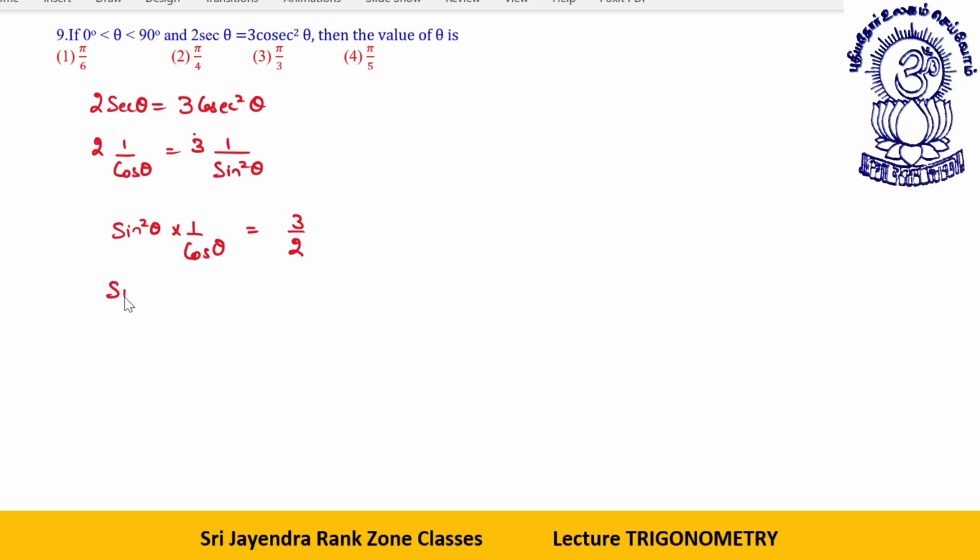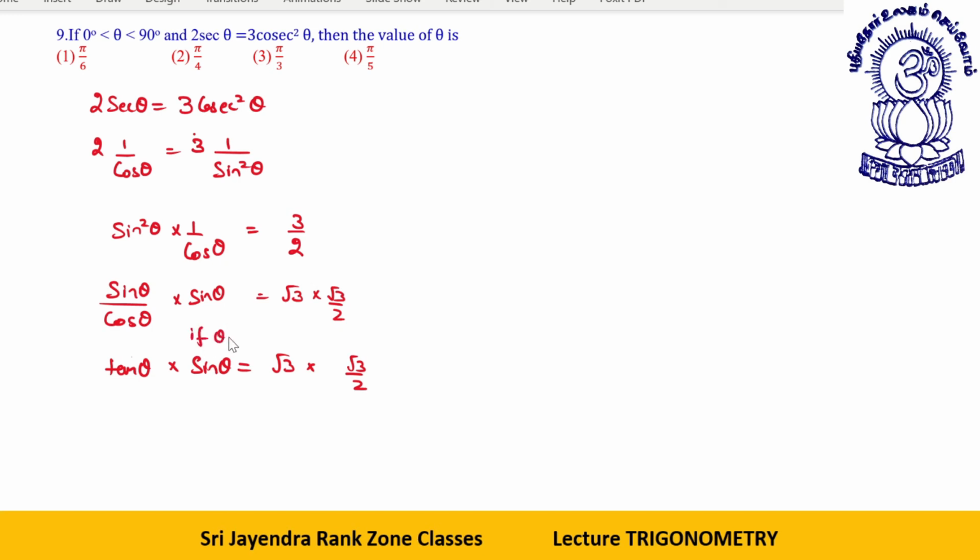Or I can say sine theta by cos theta into 1 by cos theta is equal to 3 by 2. Or what I can say is, just this is tan theta, okay? Tan theta into sine theta is equal to root 3 into root 3 by 2. Now things come in line.